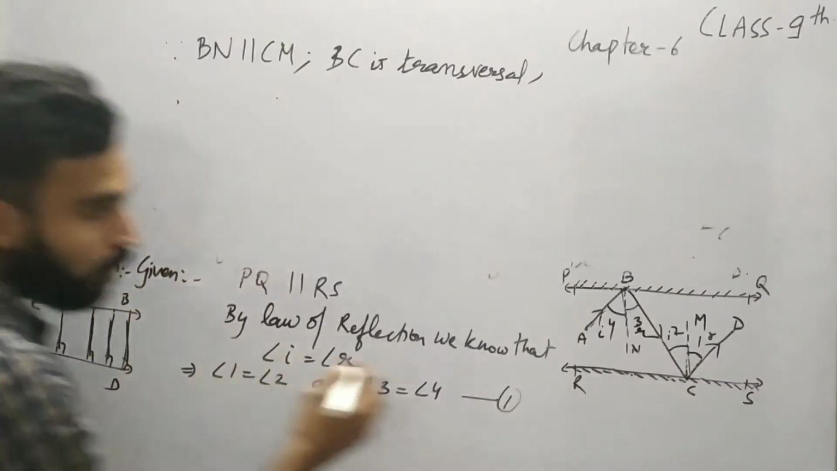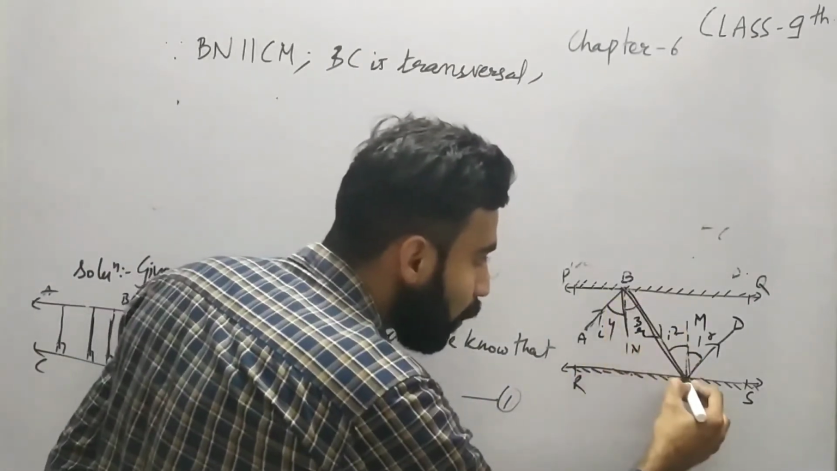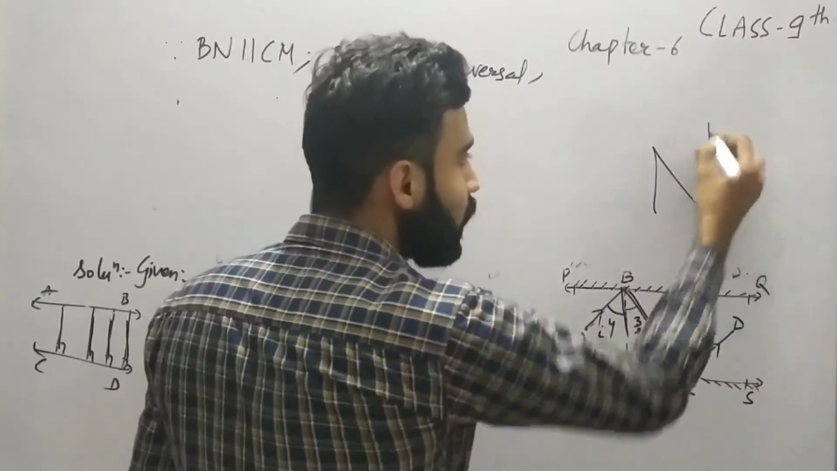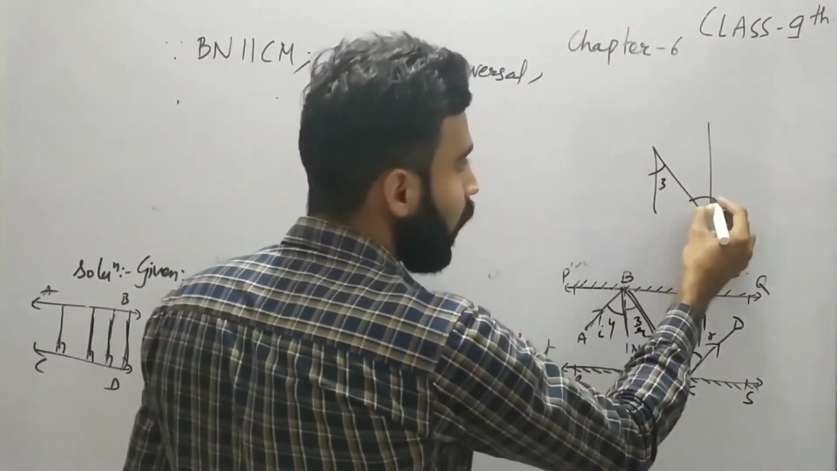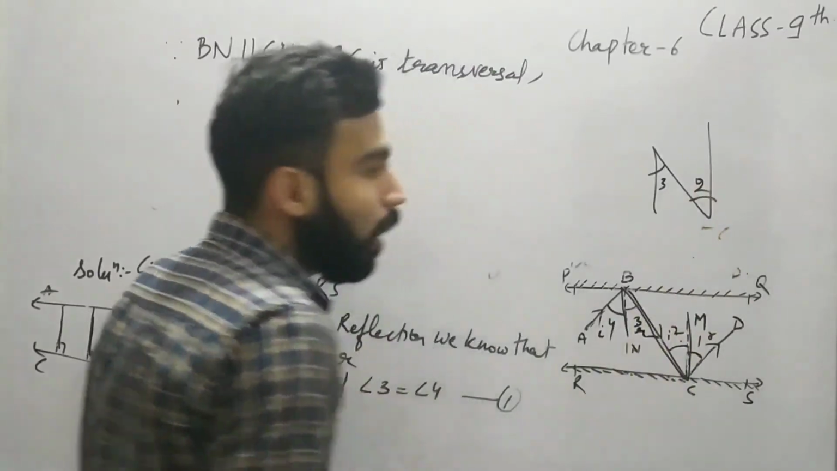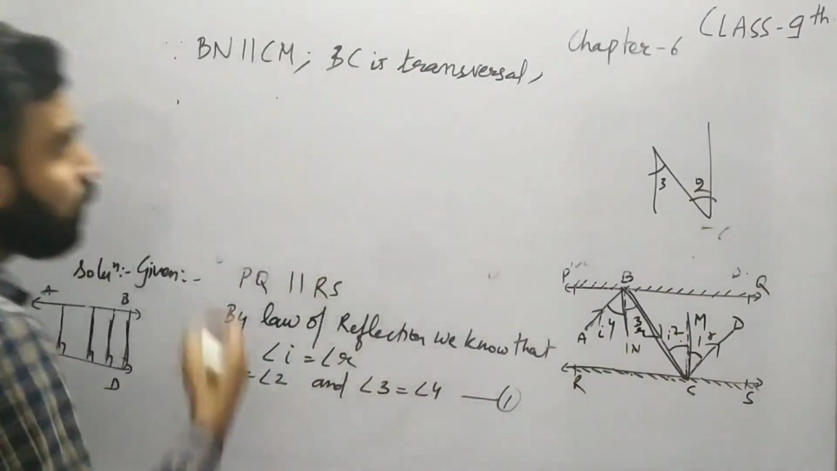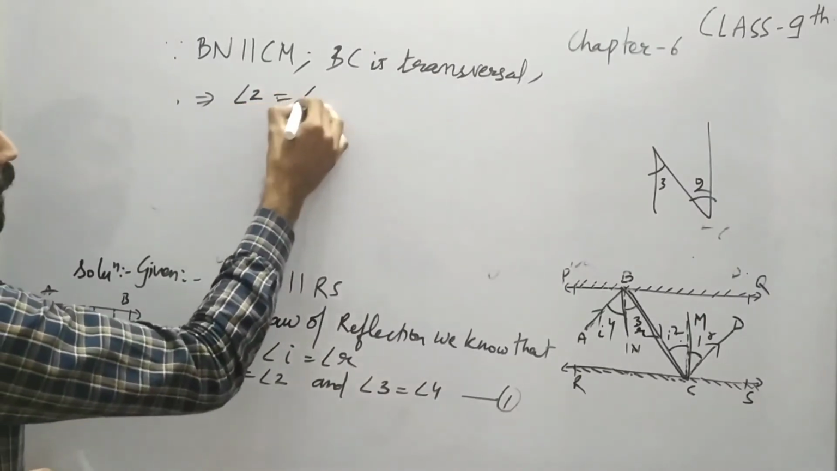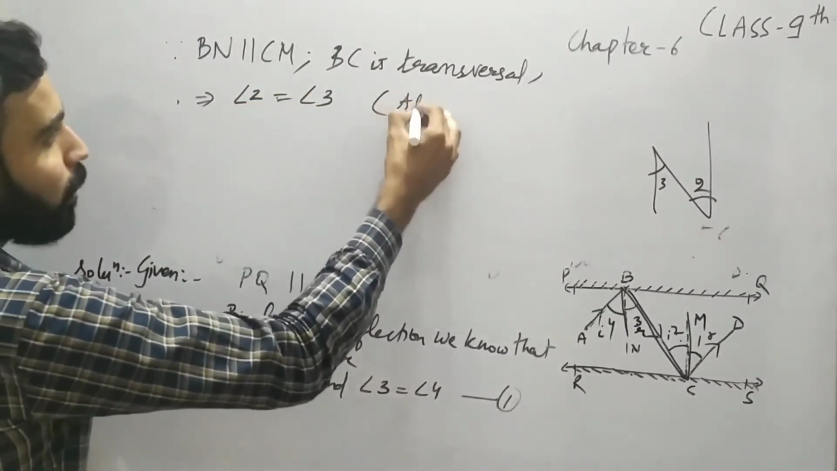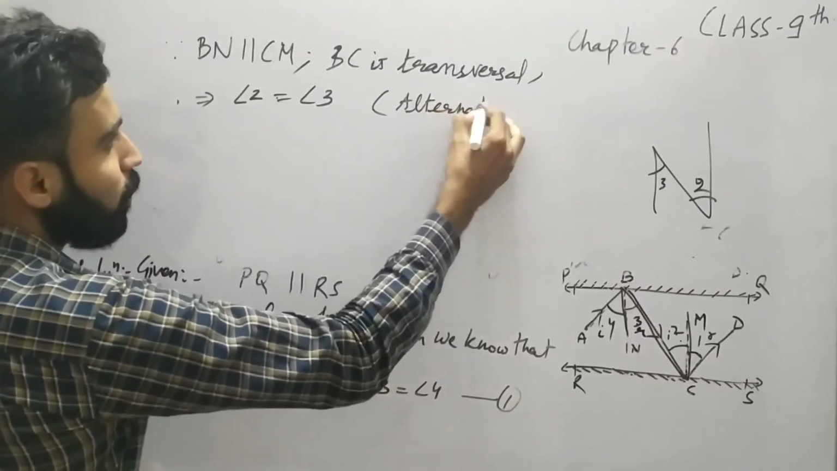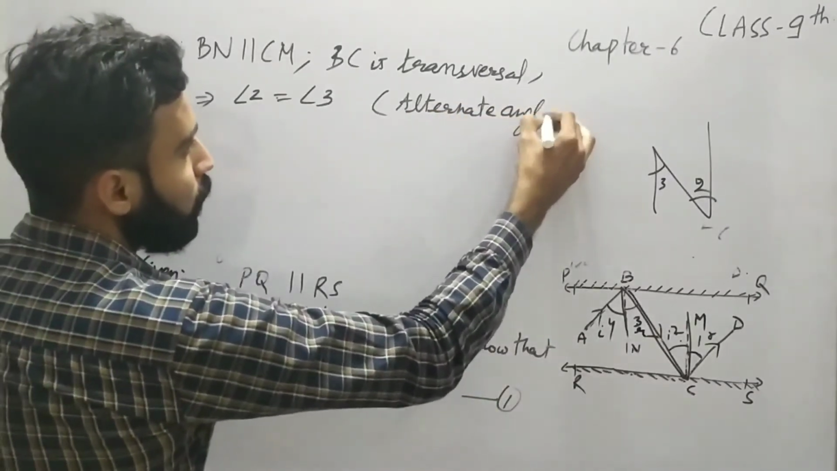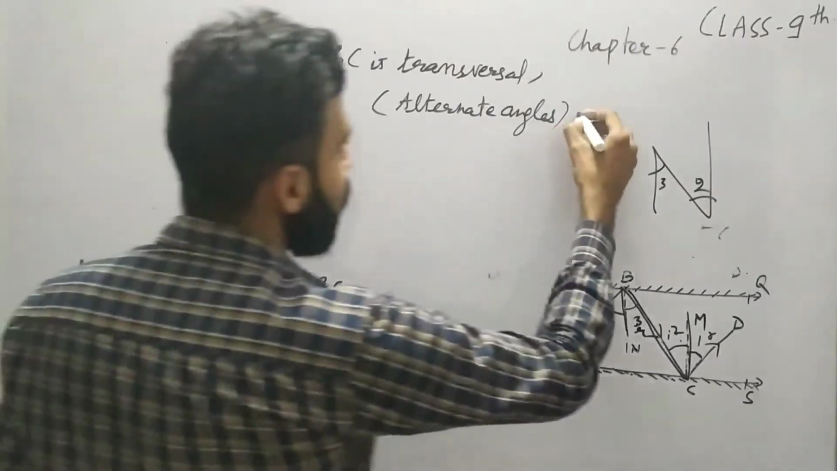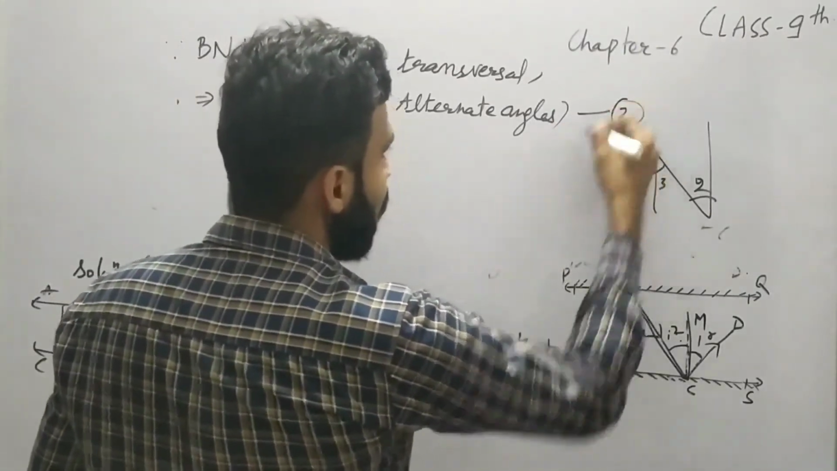right? So angle 3 and angle 2 are going to be equal because they are forming a Z shape, you can see here. So angle 3 and 2 are alternate interior angles, right? So this implies angle 2 is equal to angle 3, alternate angles. So you can see here, this is clear, right? Now I'm just giving it equation number 2.